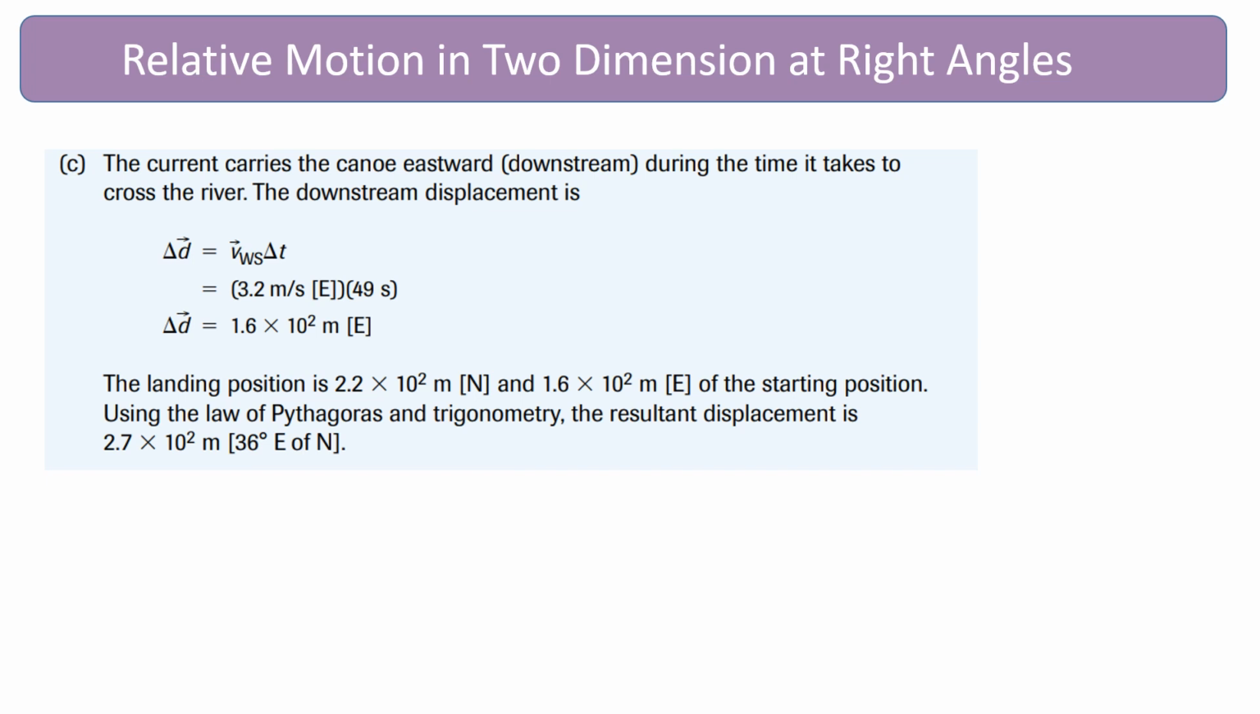east. So this means that the landing position is 2.2 times 10 to the exponent 2 meters north and 1.6 times 10 to the exponent 2 meters east of the starting position. So we can then apply the law of Pythagoras and trigonometry to calculate the resultant displacement to be 2.7 times 10 to the exponent 2 meters, 36 degrees east of north.